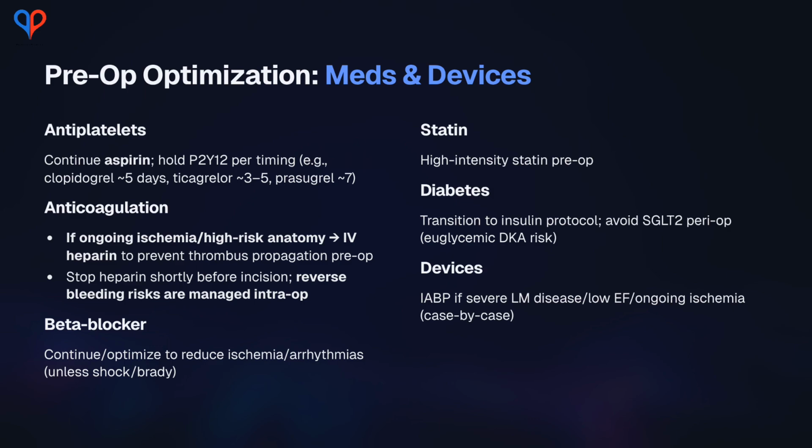Medication hygiene matters. Continue aspirin. Time P2Y12 holds to reduce bleeding. If ischemia is ongoing or anatomy is precarious, we bridge with intravenous heparin pre-op. We'll discontinue and manage anticoagulation in the OR. Keep beta blockers on board if tolerated. Start or continue high-intensity statin, and for blood glucose control, use an insulin protocol. Consider a balloon pump for severe left main, very low EF, or refractory ischemia.